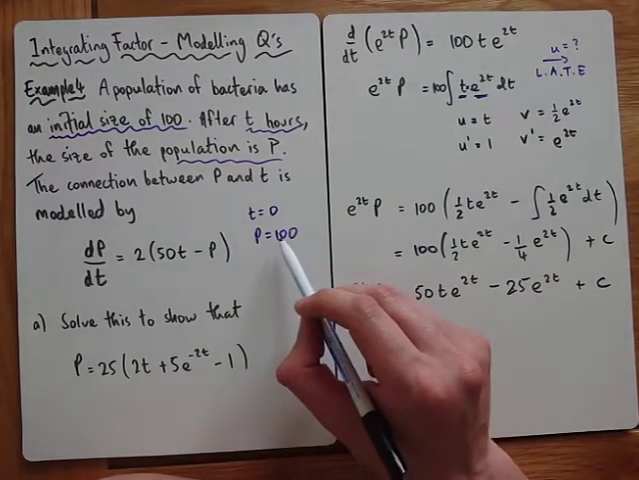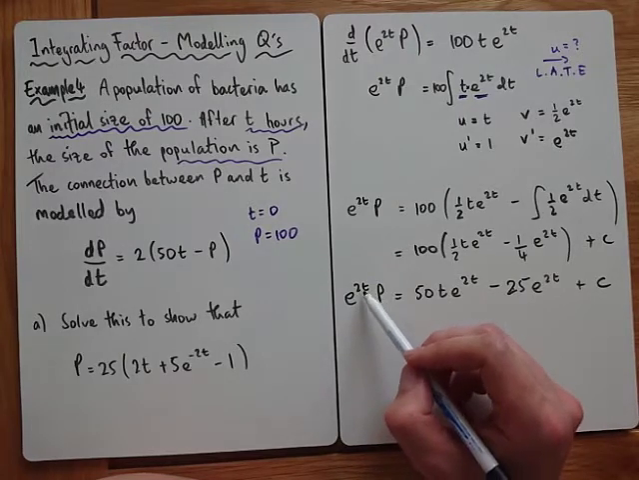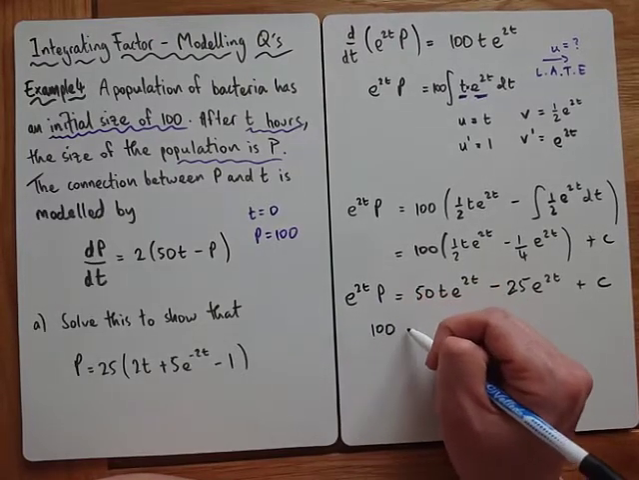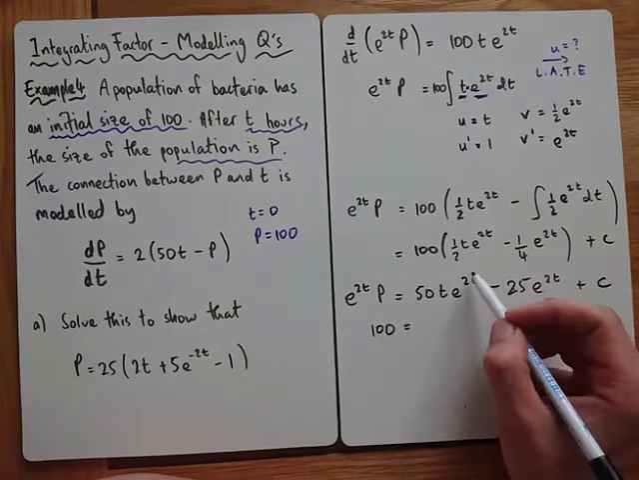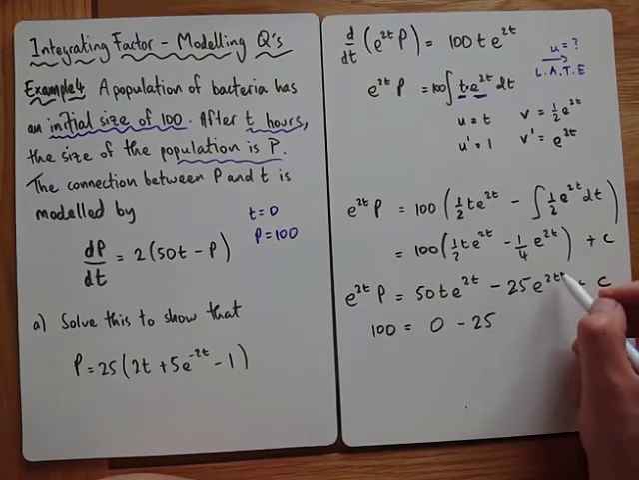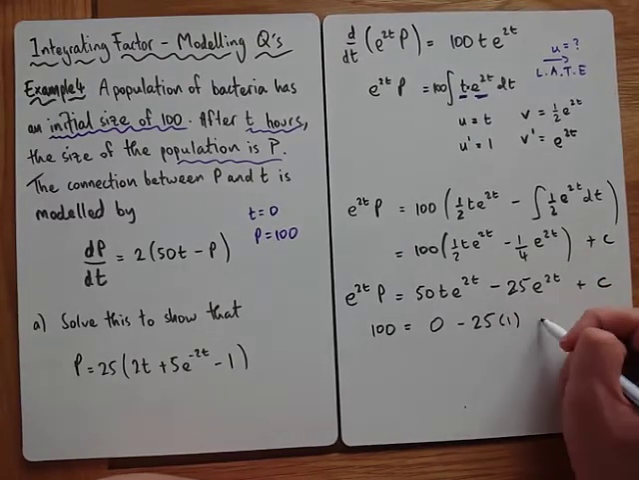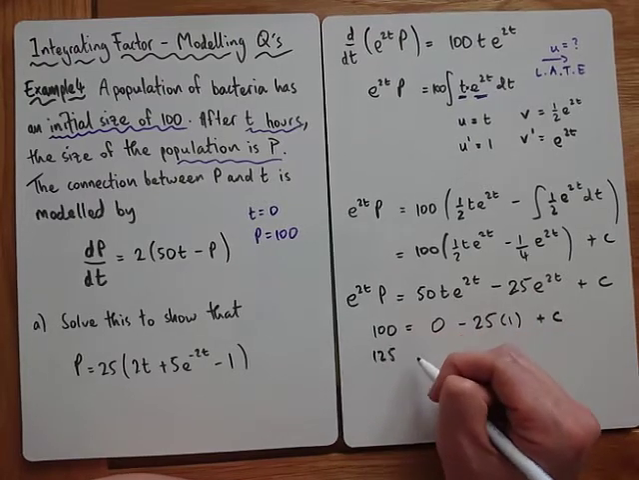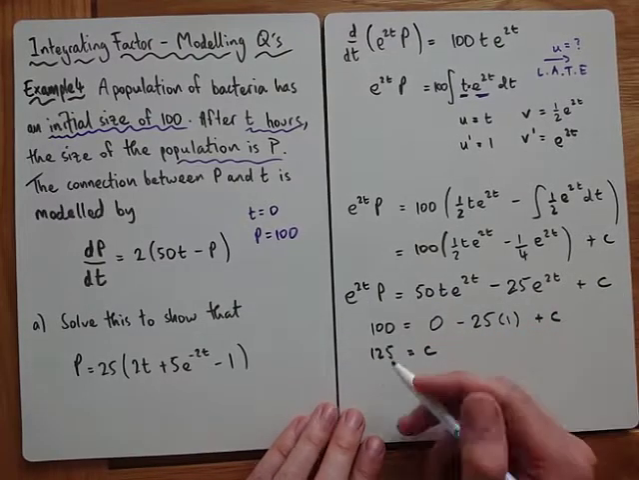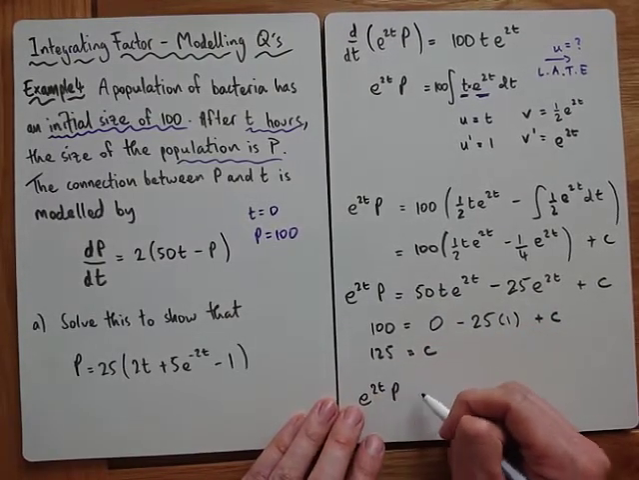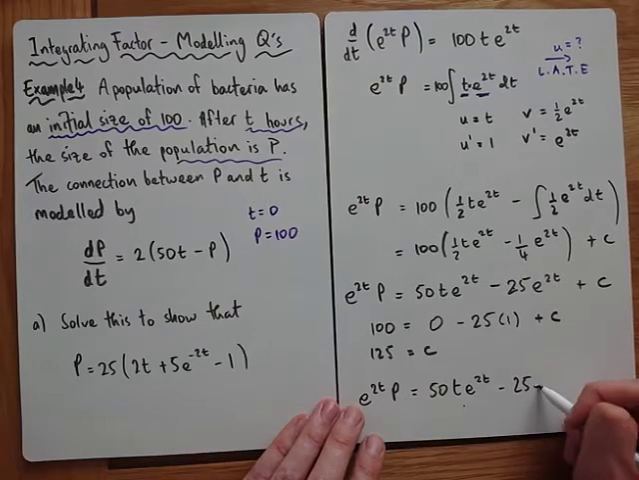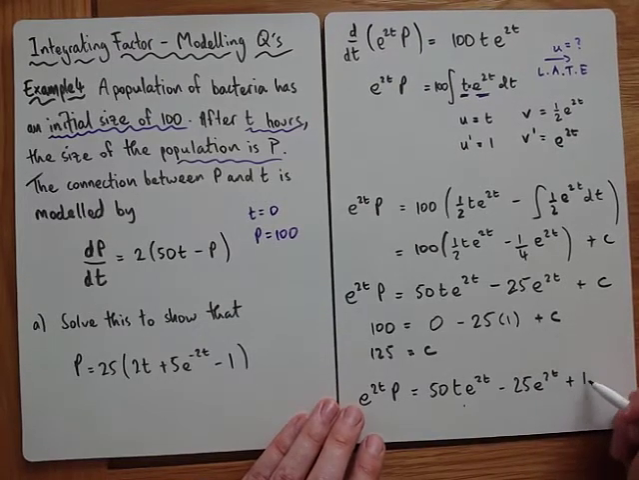So we know that when t equals 0, p equals 100. When you substitute 0 into your exponential, don't forget you get e to the power 0, which is 1. 1 times 100. T equals 0, so that would disappear, so that becomes 0 times by some stuff. Minus 25, e to the power 0, which is 1, plus c, so I'm going to get 125 for my constant. Once you found your constant, back into the same line and work it out. E to the 2t, p, 50, t, e to the 2t minus 25, e to the 2t plus 125.